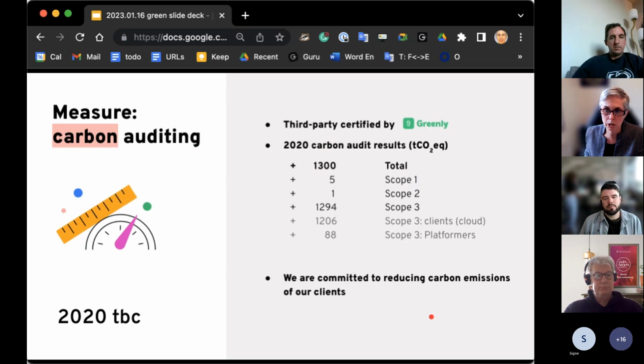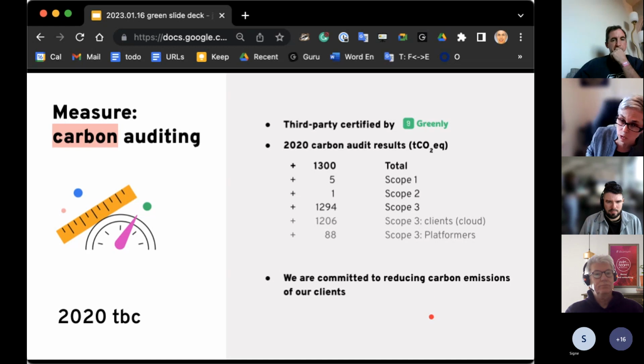So we're showing you our initial 2020 audits from Greenly. Here, as I mentioned, we have a very small office, and it's dominated by our cloud emissions, which are close to 1,200 tons CO2. We're working on perfecting this. We're essentially done with our 2021.